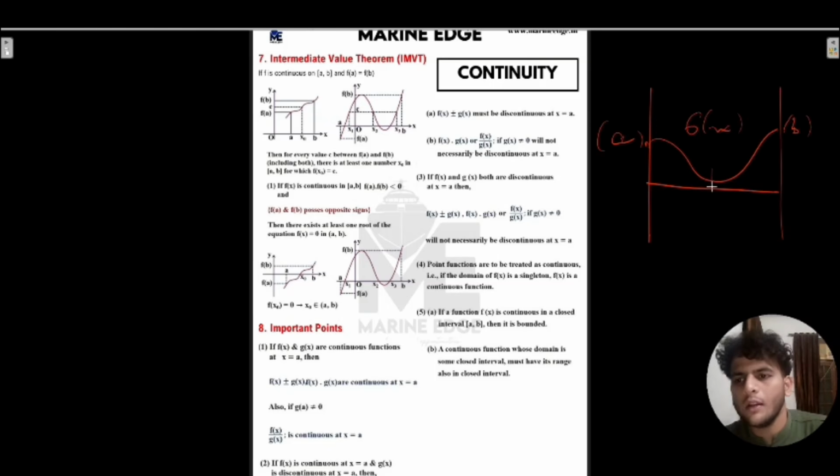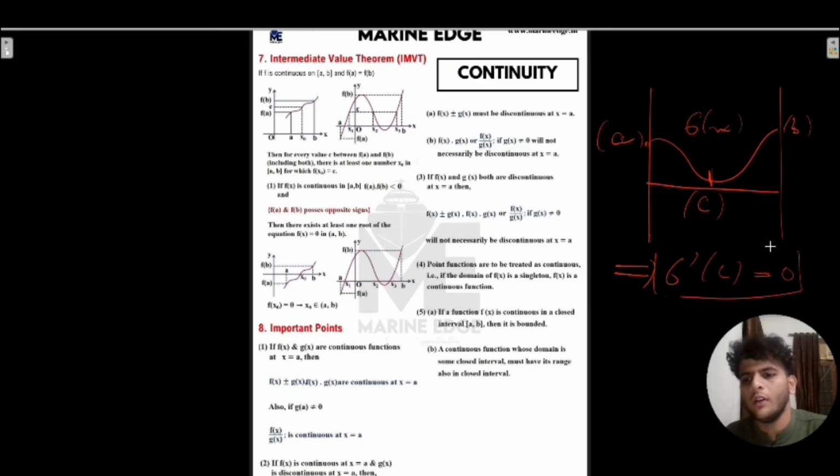Okay, so there will be a point c. This is the point c that we are talking about, for which there is at least one number such that f'(c) is equal to 0. At this point, the derivative of this function will be 0. We will study a little more about it when we study LMVT, that is Lagrange's mean value theorem, as well as Rolle's theorem.